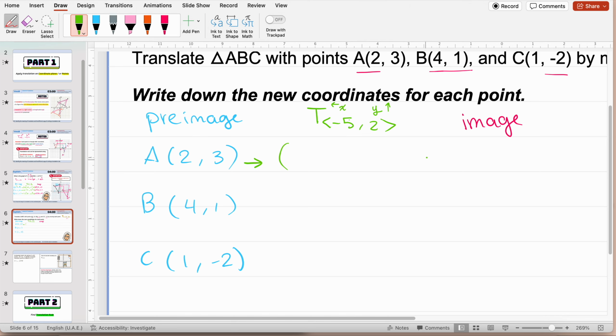Okay? What should I do? Put your points. Make sure to write this is x, this is y. Again, always first x, second y. Here is the same. Put your points: 2, 3, 2 on my x and 3 is on my y. Apply the translation. Negative 5 with the x, 2 with the y.